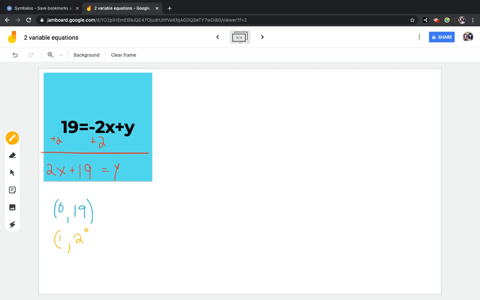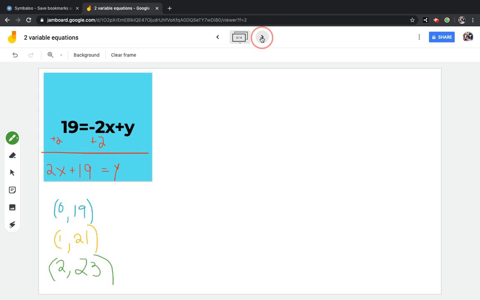And you might already see the pattern. You might not even have to solve all of these. So if my x's are going by 1s, then my y's are going by 2s. Let's try one more just to see if our theory is right. So 2 times 2 is 4. 19 plus 4 is 23. So yep, our theory does work out. So you should be able to find the third one without even doing any math.